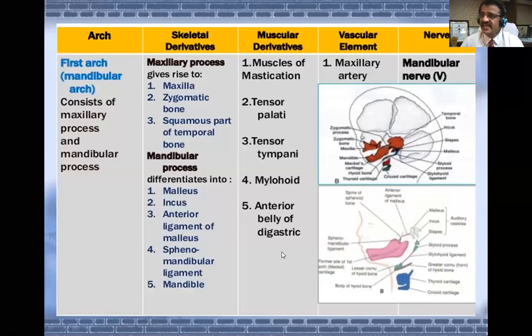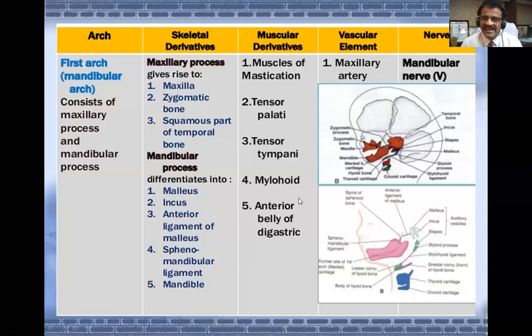Now this is a very significant table which is showing you what are the derivatives of the first pharyngeal arch. In examination also they may ask in MCQs, the following are the derivatives of the first pharyngeal arch, 1, 2, 3, 4. So one is correct and others are wrong. So for that purpose, there are skeletal derivatives, muscular derivatives, vascular derivatives, and nervous derivatives. The nerve from the first is the mandibular nerve, and the maxillary artery comes in the artery.